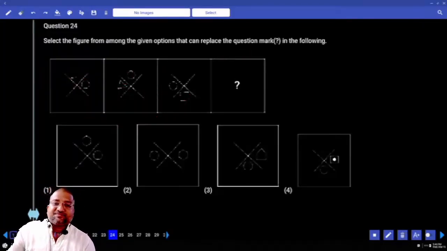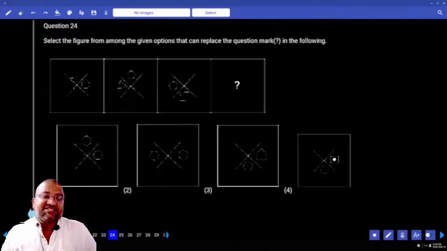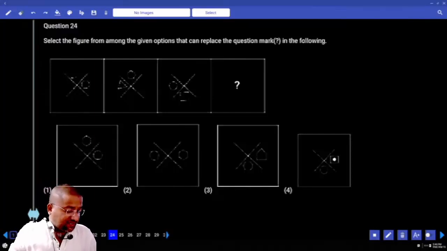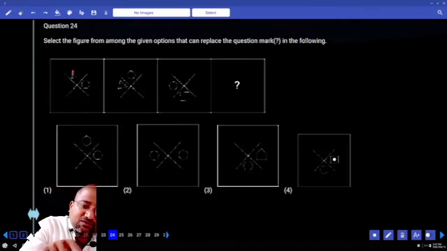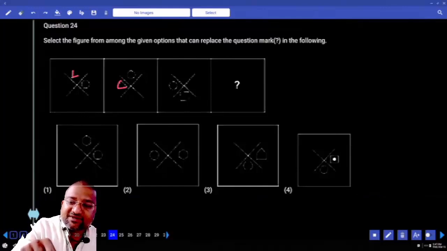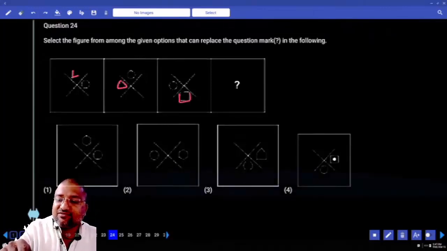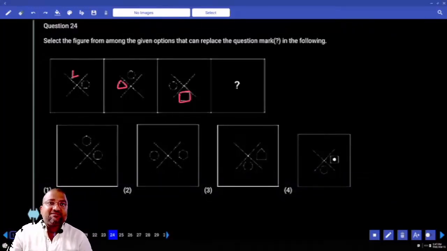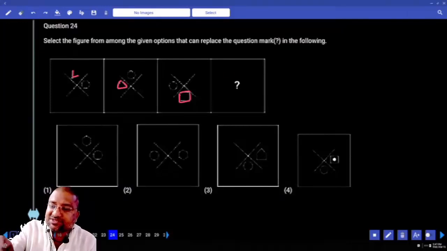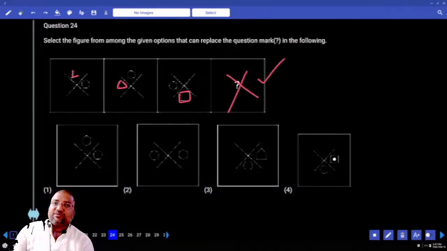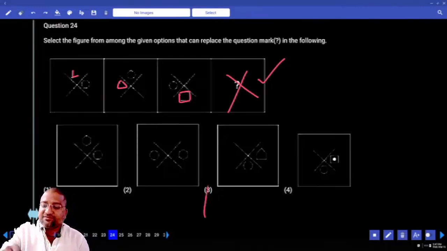What happens here? Towards the left side they are changing. Yes, the image is not clear here, but here you have 2 lines, here you have 3 lines, here I have 4 lines. Obviously, in this position, I should have a geometrical image with how many sides? 5 sides. Where do you see that? Only one option.